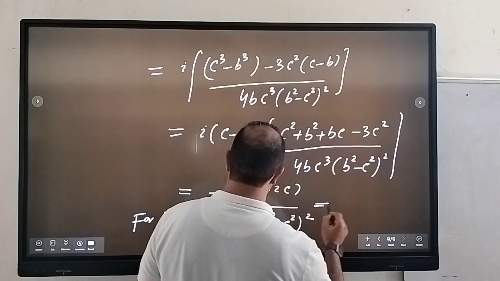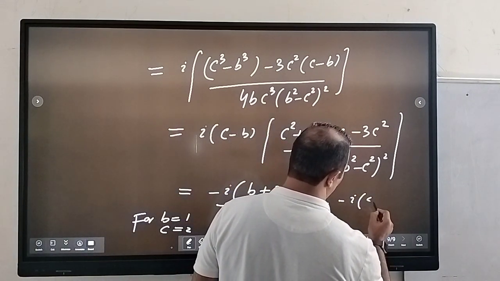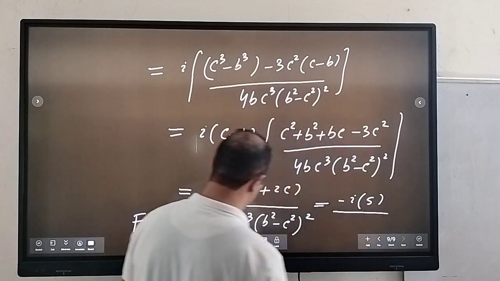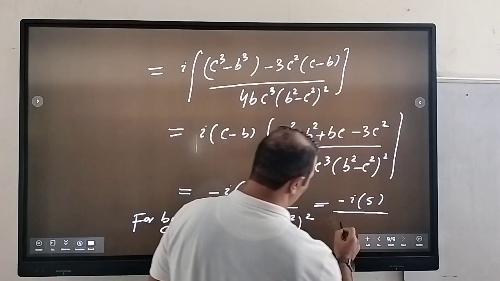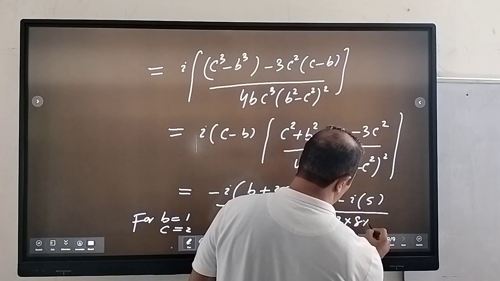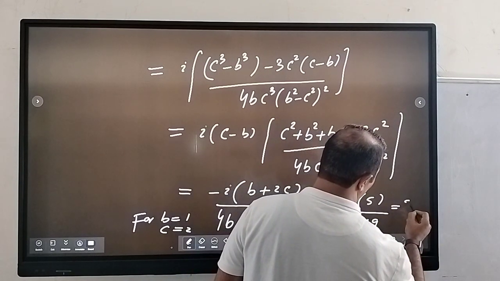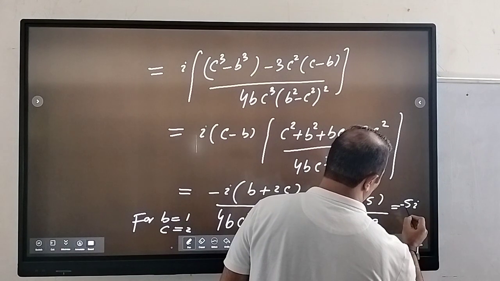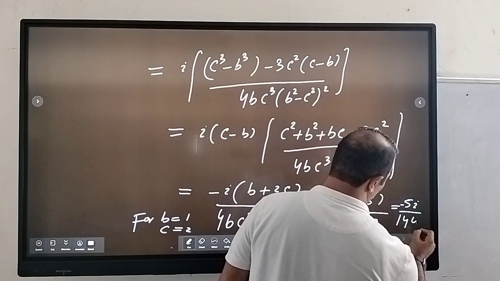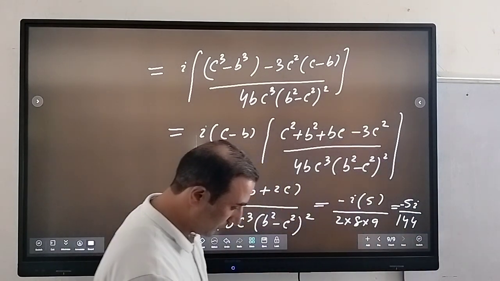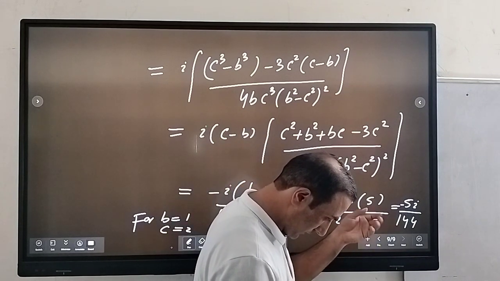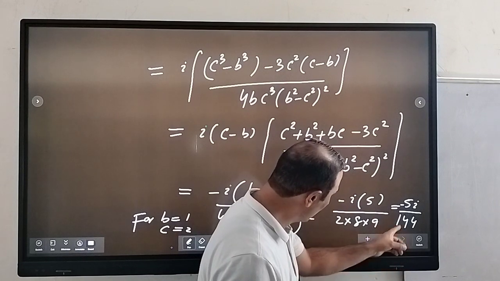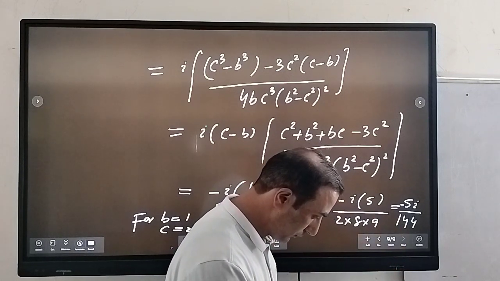This will be equal to minus iota into 5 divided by, when you multiply it, we can have this 2 into 8 into 9. So it will be 5 iota divided by 144. Right, so 5 iota divided by 144.